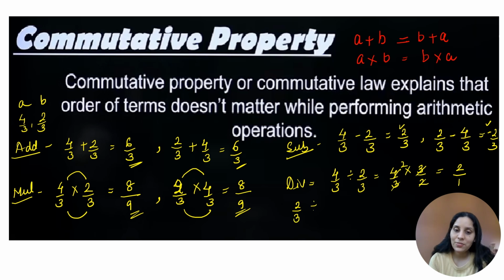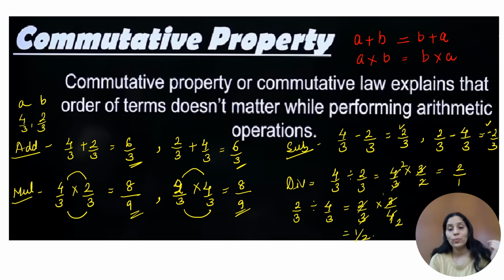Now similarly, if I try for B by A, so B divided by A. Now this time 2/3 into 3/4. 3 gets cancelled. 2 ones are 2, 2 twos are 4. So here we are getting 1/2 and here we got 2/1. So basically commutative property holds true only for addition and multiplication. Even if you interchange the values, the end result is same. I hope this is clear.